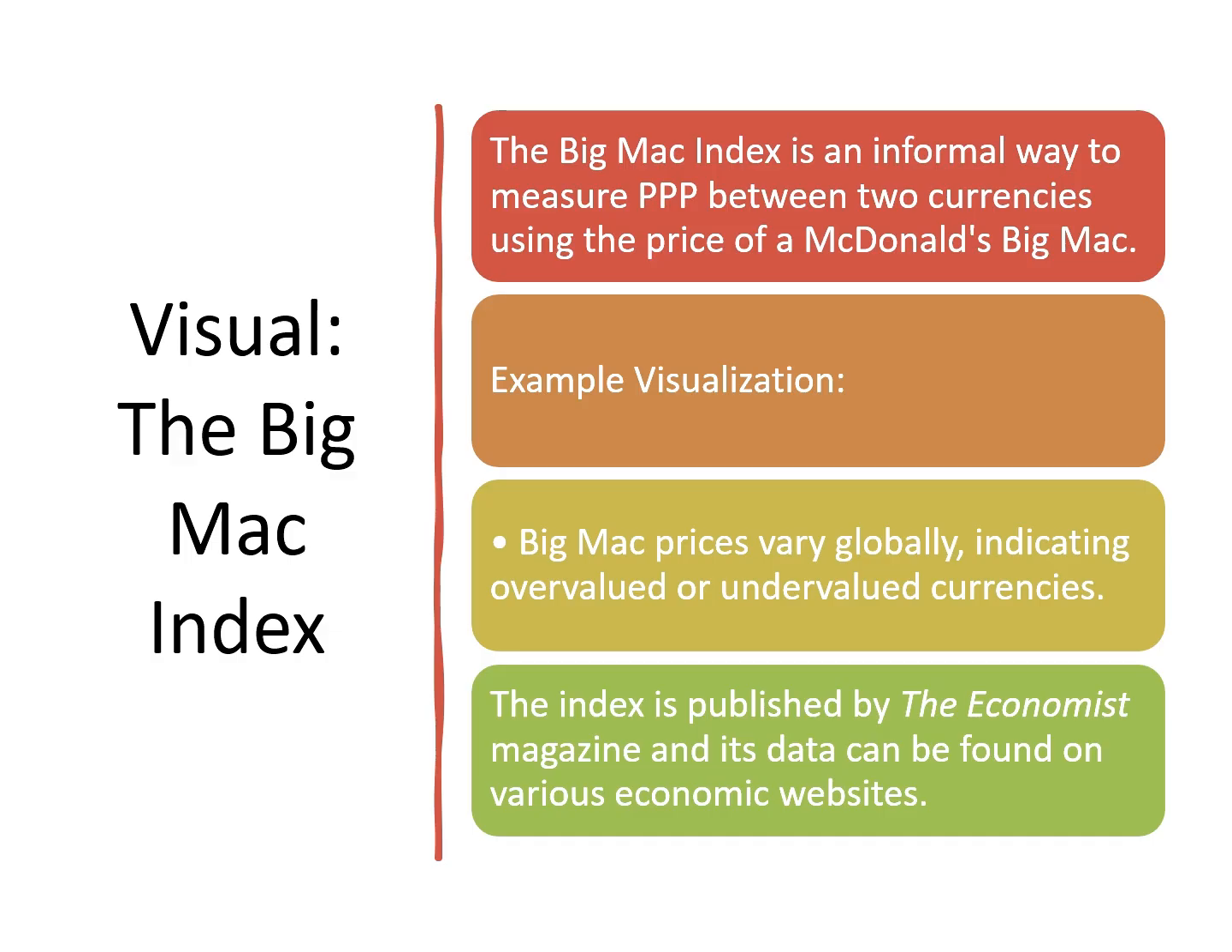The Big Mac Index is an informal way to measure PPP between two currencies using the price of the McDonald's Big Mac. And so we have the Big Mac prices vary globally, indicating overvalued or undervalued currencies. The index is published by The Economist magazine, and its data can be found on various economic websites. So here I'm going to show you in the next slide the most recent data from the Big Mac index, and we'll do a little comparisons between countries.